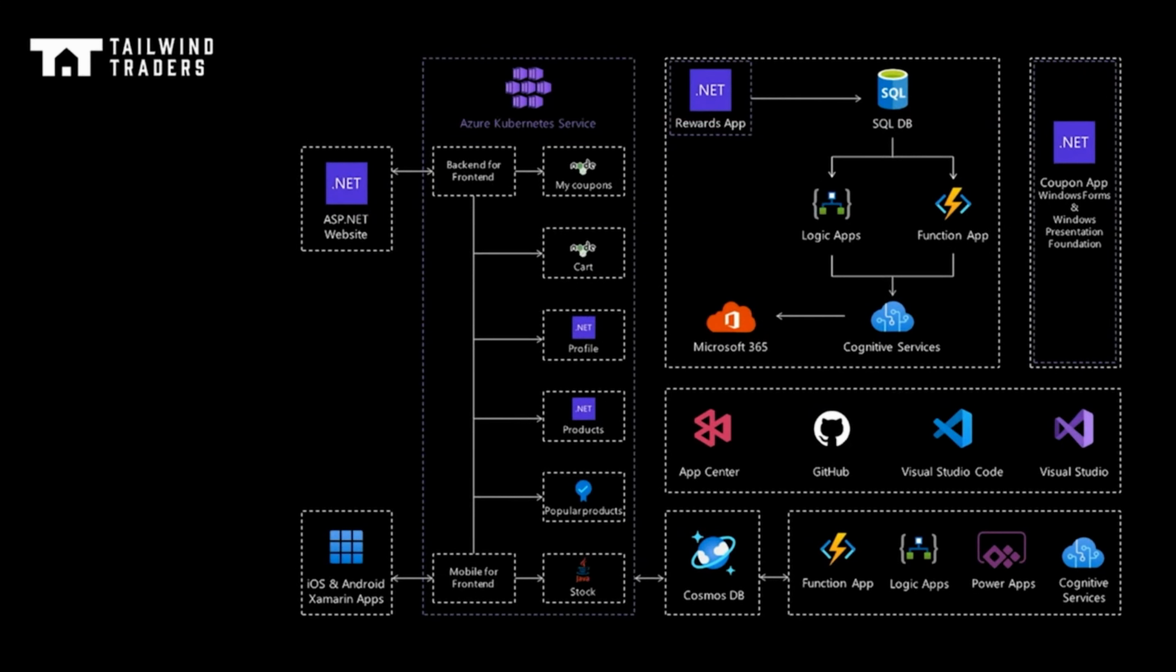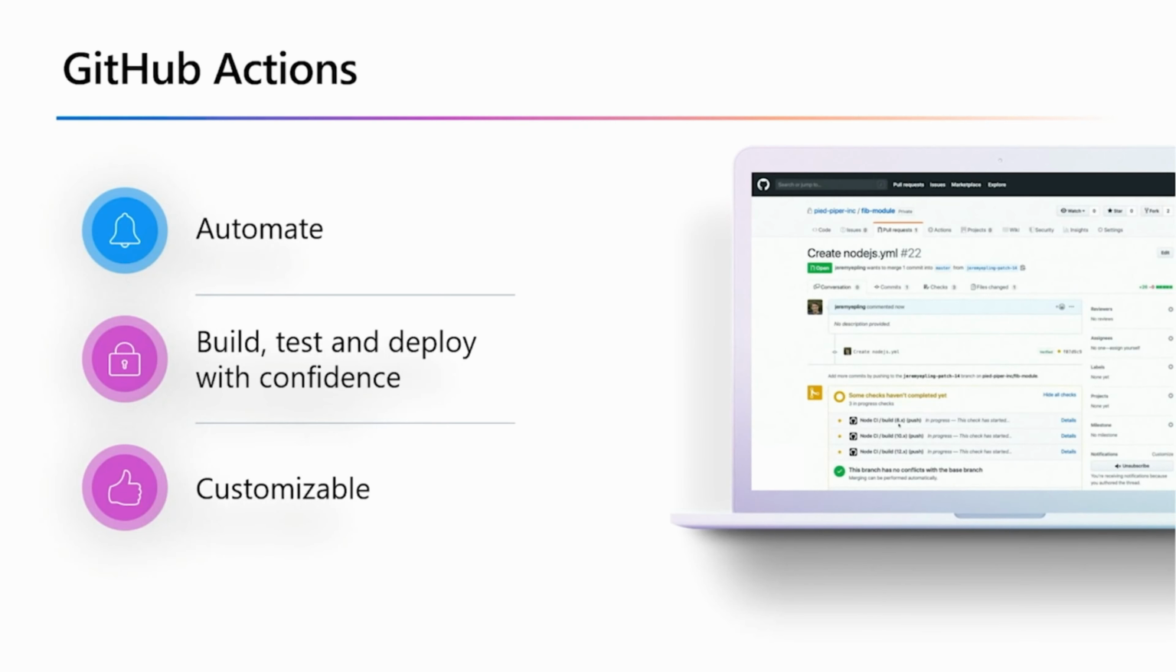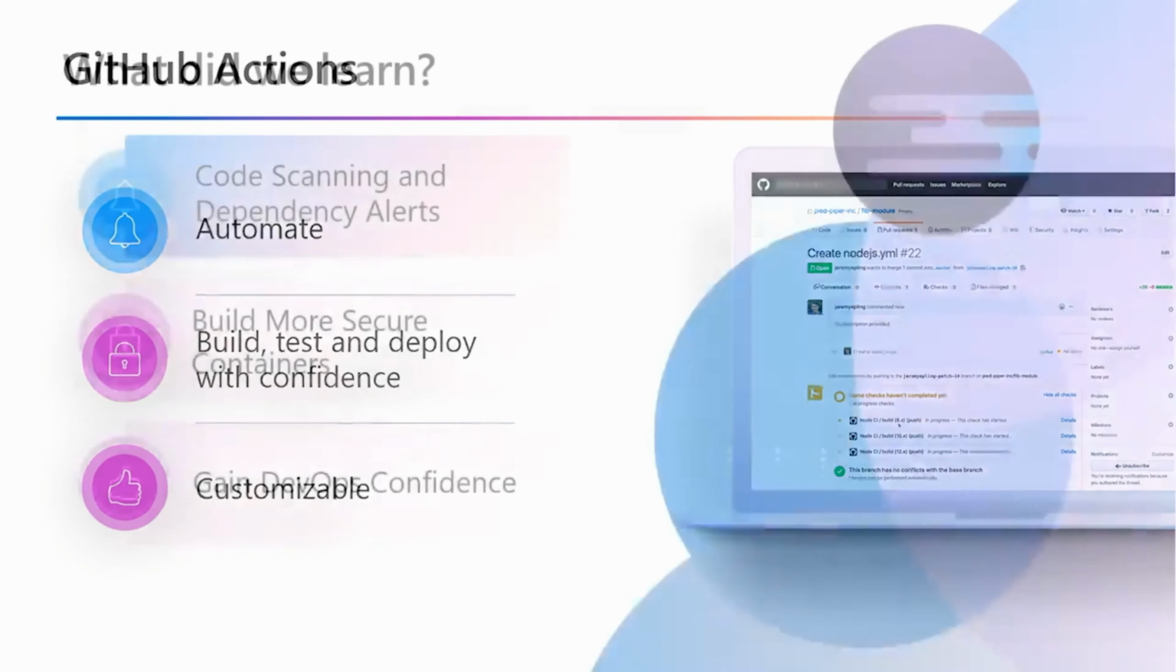Now, this is an overview of GitHub's Actions architecture. We won't go into too much detail here, but you can see that it is connected to different services we depend on, such as the SQL database, Cosmos DB, and GitHub. Now, GitHub Actions help you to automate the process of build and deploy, and it allows you to do so with confidence. Also, it's highly customizable. We'll discuss it in more detail in another module.